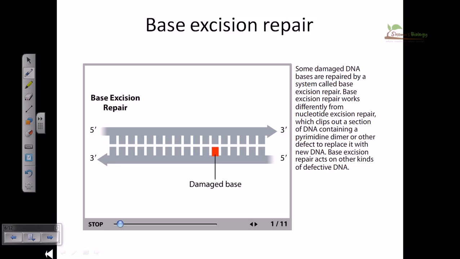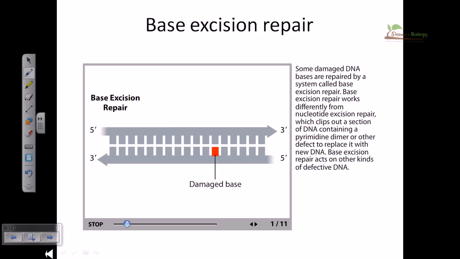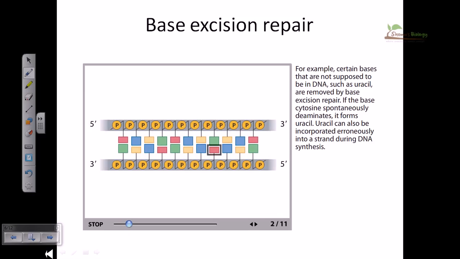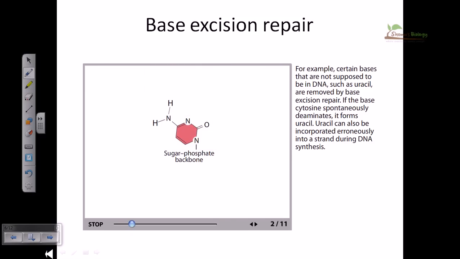Base excision repair works differently from nucleotide excision repair, which clips out a section of DNA containing a pyrimidine dimer or other defect to replace it with new DNA. Base excision repair acts on other kinds of defective DNA. For example, certain bases that are not supposed to be in DNA, such as uracil, are removed by base excision repair. If the base cytosine spontaneously deaminates, it forms uracil.